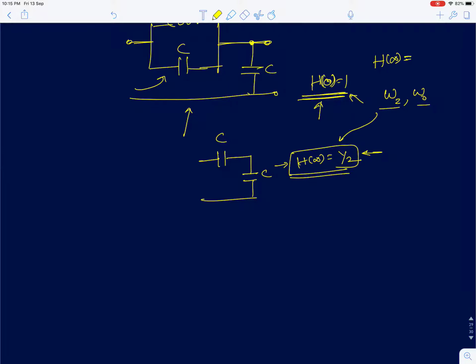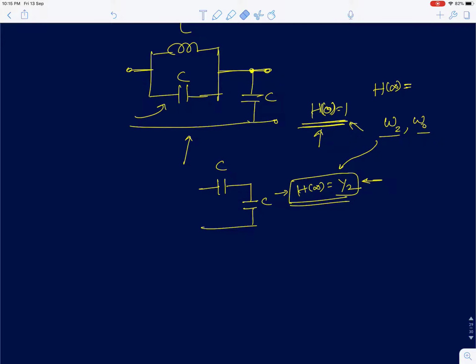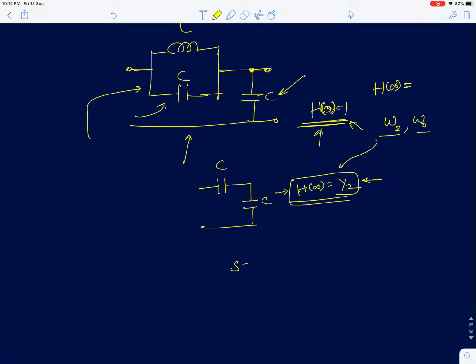Now the next step is to find the zeros. So in this network, to find the zeros, I'll simply use the condition when Z2 is 0. Z2 becomes 0 only at infinite frequencies, so I'll ignore that condition. And similarly, Z1 becoming infinity. That can happen at s equals plus minus j by root LC. So this is actually a complex zero. So omega z equals 1 by root LC.